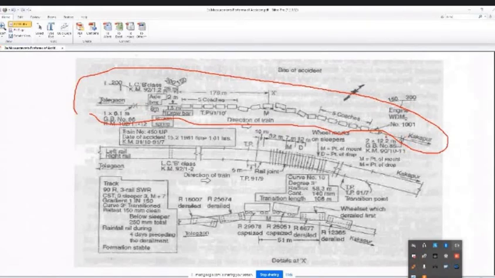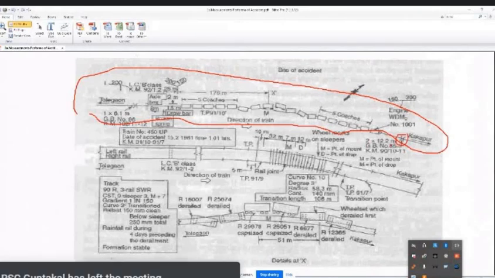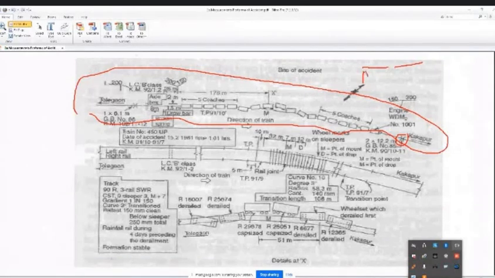Here also, after the engine there is one more girder bridge. You can see 2 into 12.2 meters. That means one span, another span, one pillar, another pillar, another pillar. This is called a two-span bridge. This is one span, this is another span. This span is 12.2 meters, this span is 12.2 meters. Like this, two spans.